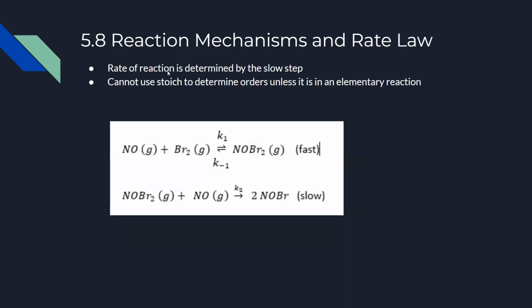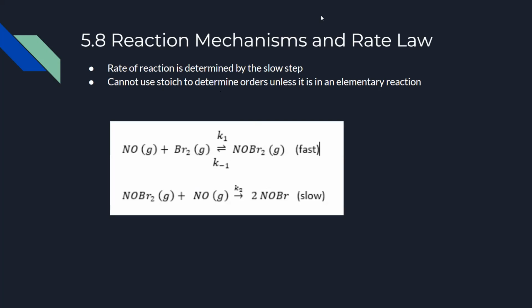So 5.8, reaction mechanisms and rate law. The rate of reaction can be no faster than the slowest step. You can't use stoichiometric coefficients to determine orders, because that depends on actual collisions. However, you can use coefficients from the elementary steps in order to determine them. You can't use it for anything else. You can only use elementary reactions to determine the coefficient.